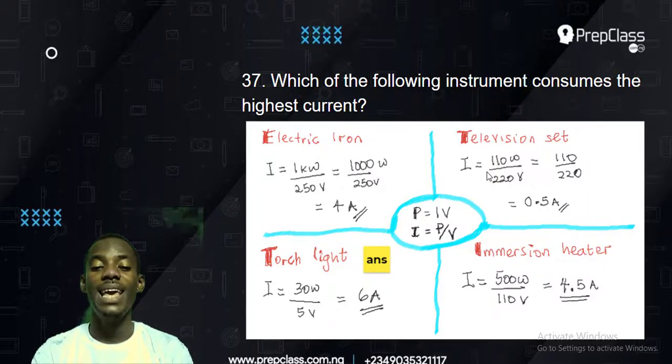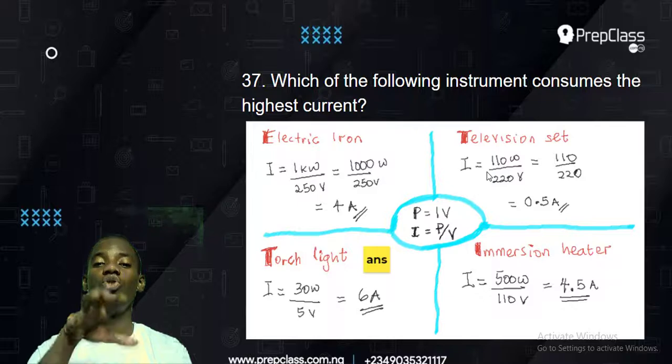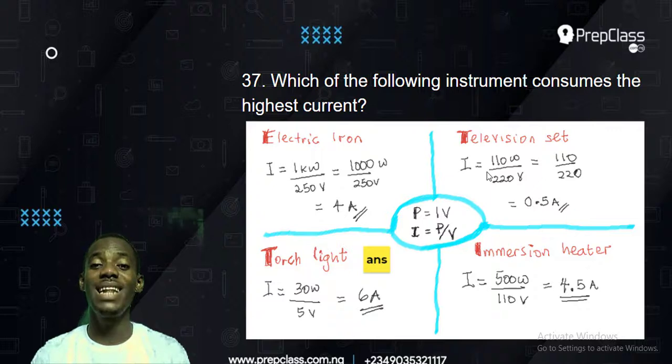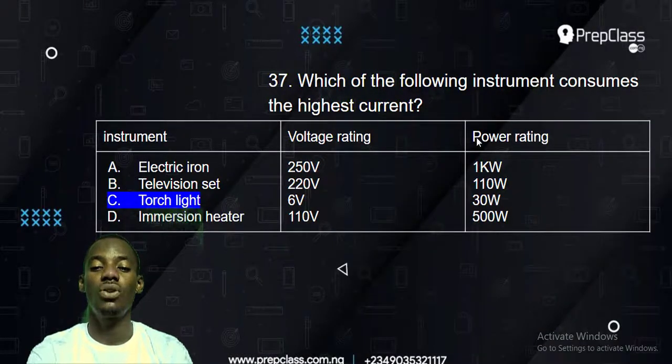But that does not mean that it has the highest voltage. It has the least. So voltage and current are always in opposition. If you have things that use more electric charge, they have more voltage and less current. That's the way it works. The more voltage you use, the less current you will use. And the more current you use, the less voltage you will eventually use. I hope that's clear. So the one with the highest current is the one with the 6 amperes, and that's the torchlight. So that is the answer to that question, the torchlight.